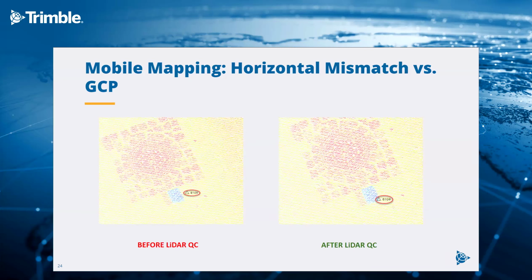And I have another example here. The expectation of the ground control point is in that blue square at the lower right corner. Before LiDAR QC, you can see there is an offset here, a couple of centimeters. And after LiDAR QC, it is right on top, and it does match with the expected position.